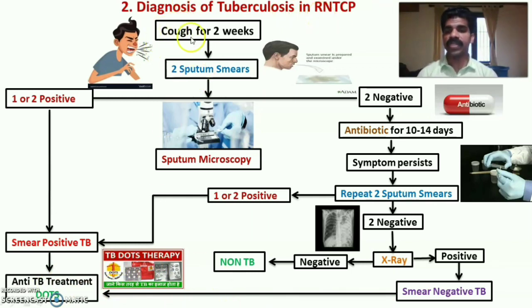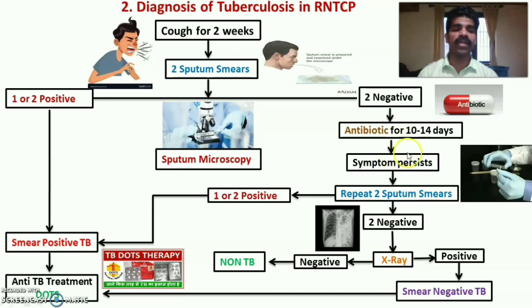So if any person is suffering from cough for 2 weeks, 2 sputum smears have to be taken and tested in the lab as a sputum microscopic test, that is sputum microscopy. If 1 or 2 sputum smears become positive, then he will be considered as smear positive TB. Then he has to be given anti-TB treatment with DOTS therapy. If both sputum smears are negative, then he has to be treated with antibiotics for 10 to 14 days.